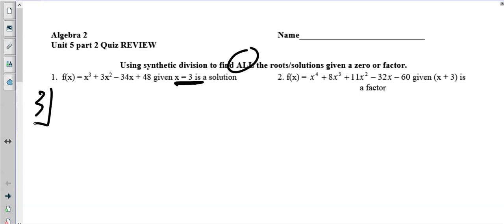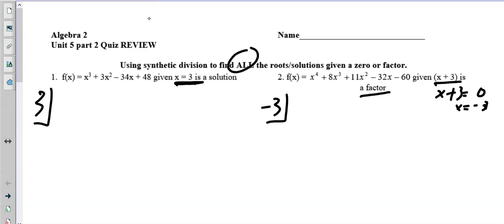Number 2, it says x plus 3 is a factor. That means you have to set x plus 3 equal to 0, which is negative 3, which means that is the number that goes in the box. So you have to be careful about the two different ways you might see this. All right?